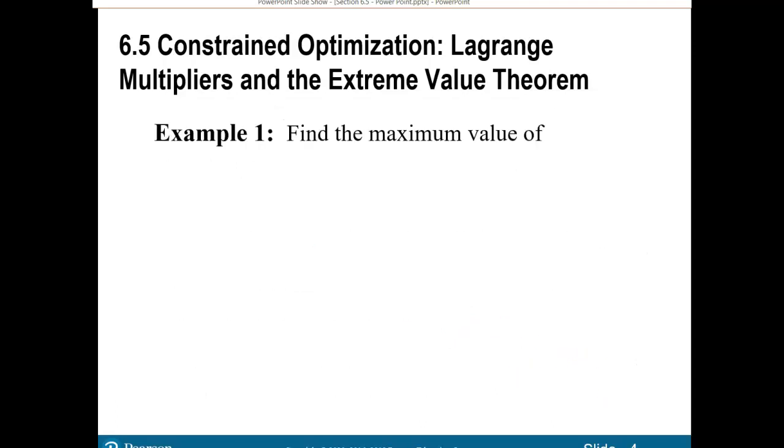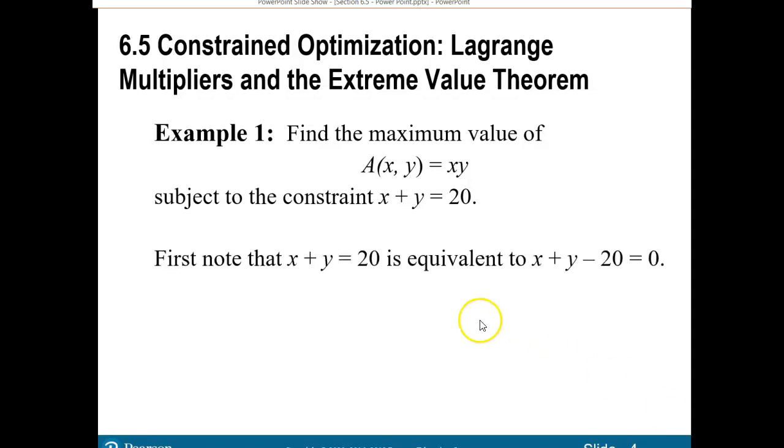All right, example 1: find the maximum value of the function A of x y equals x times y, subject to the constraint that x plus y has to equal 20. Note that this equation is our constraint. In our definition, we want it set to 0, so it's equivalent to x plus y minus 20 equals 0. You want to take your constraint equation and set it to 0 first.